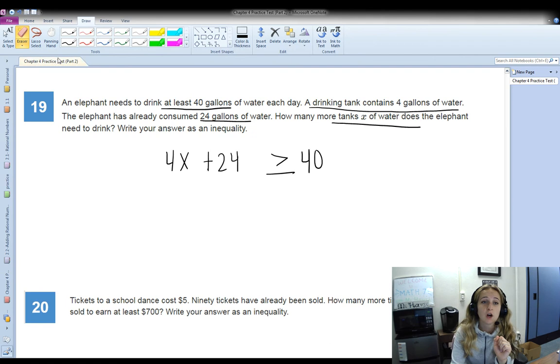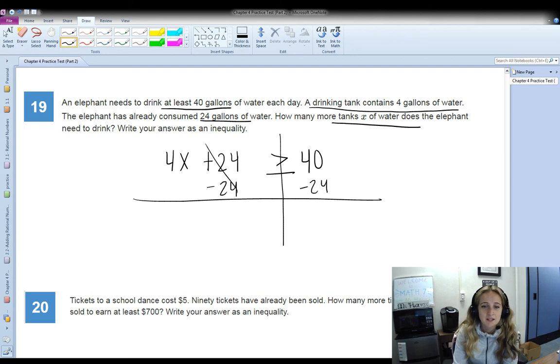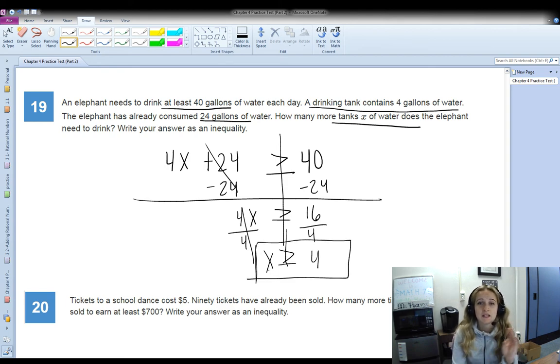And now we just solve. We have our two-part equation and we just solve. So we're going to subtract 24. That's going to cancel out. We're going to be left with 4x is greater than or equal to 16. Then divide by 4 to isolate the x, and we're left with x is greater than or equal to 4. So that means that the elephant needs to drink at least 4 more tanks or more in order to get his water in for the day.